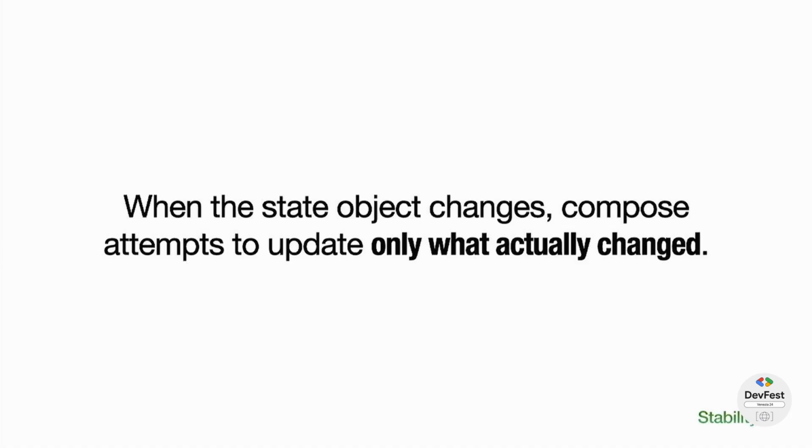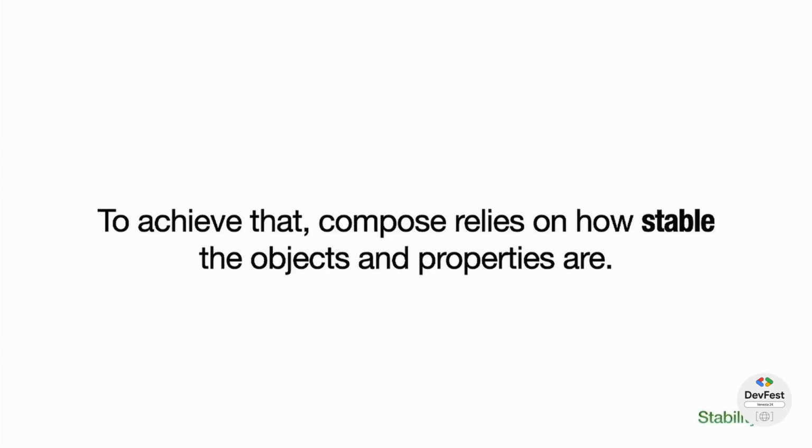And the next concept is stability. Essentially, when the state object changes, Compose does its best to update only what actually changed, right? So in a complex screen, we can have dozens and dozens of composables, visual elements, and all that. So Compose doesn't want to recompose, to call all those functions again, because that will hurt the performance really bad, right? So to achieve that, Compose relies on how stable the objects and properties are.